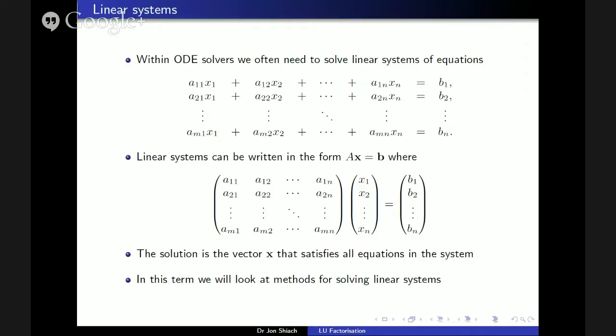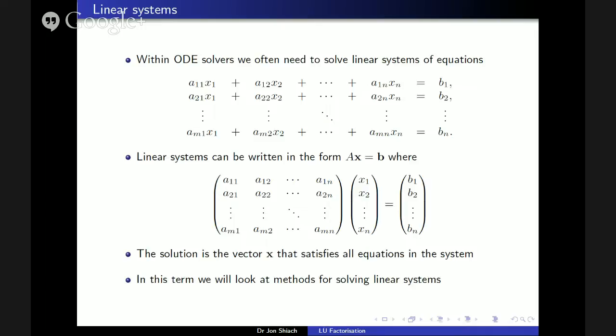Okay, so what we're going to be looking at this term in my half of this unit is solving linear systems. Now, why in an ordinary differential equations unit are we solving linear systems? Well, the reason being we often need to solve linear systems within our methods. So the implicit Runge-Kutta methods will require solutions to linear systems. If you use any finite difference methods, which you did for the assignment last term, part of that was solving a linear system.